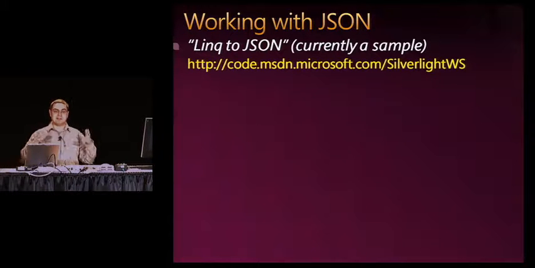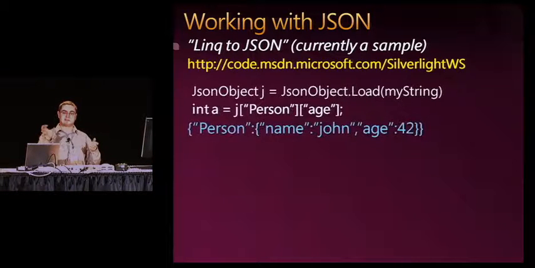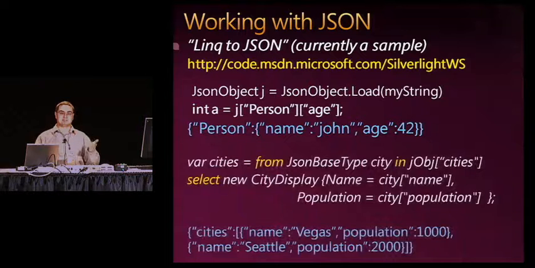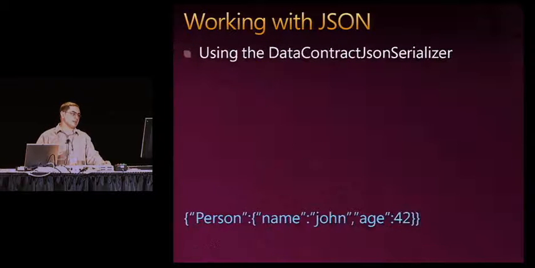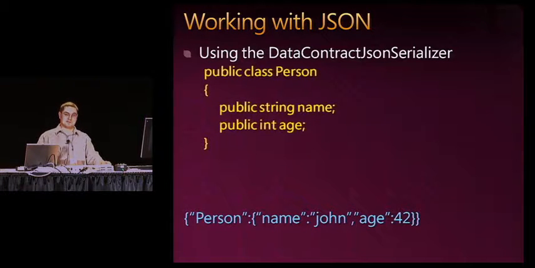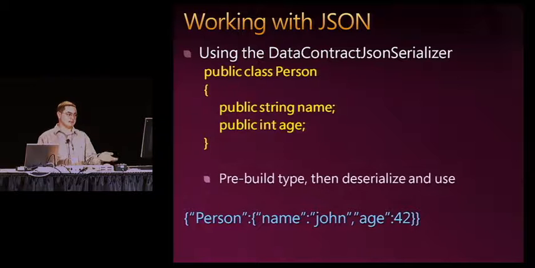code.microsoft.com/silverlightws. It's basically a LINQ to JSON type thing, where you can, again, load a JSON string into an object and then access it in a weakly typed way. And you can even do fancier LINQ-specific things with it, like you can basically select specific things from a JSON content. So this is kind of the ad hoc JSON consumption. If you're willing to pre-build your type in advance, you can use a serializer we provide. It's called the data contract JSON serializer. You pre-build your type, and then you just call deserialize on your JSON string.